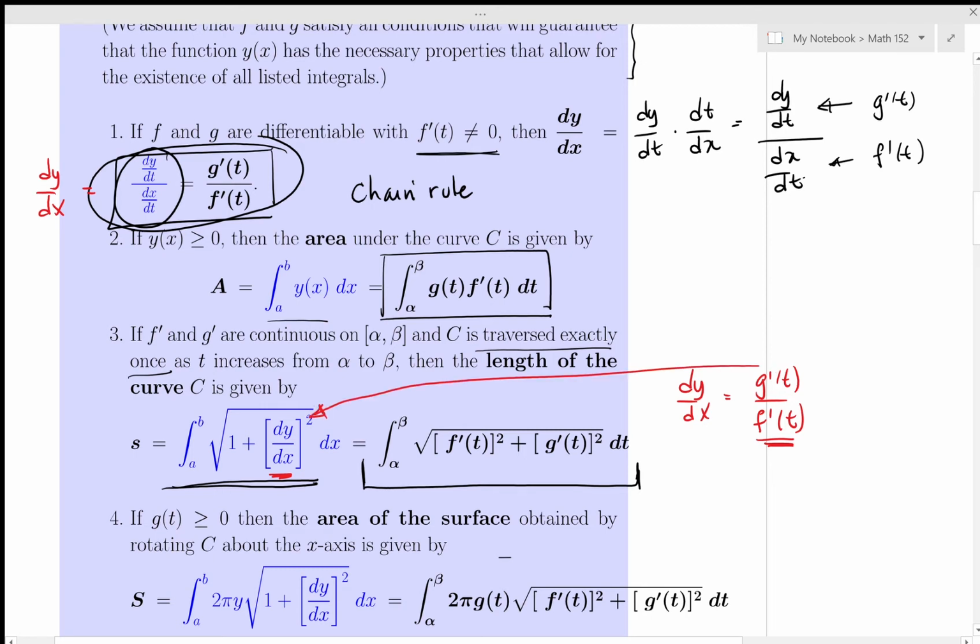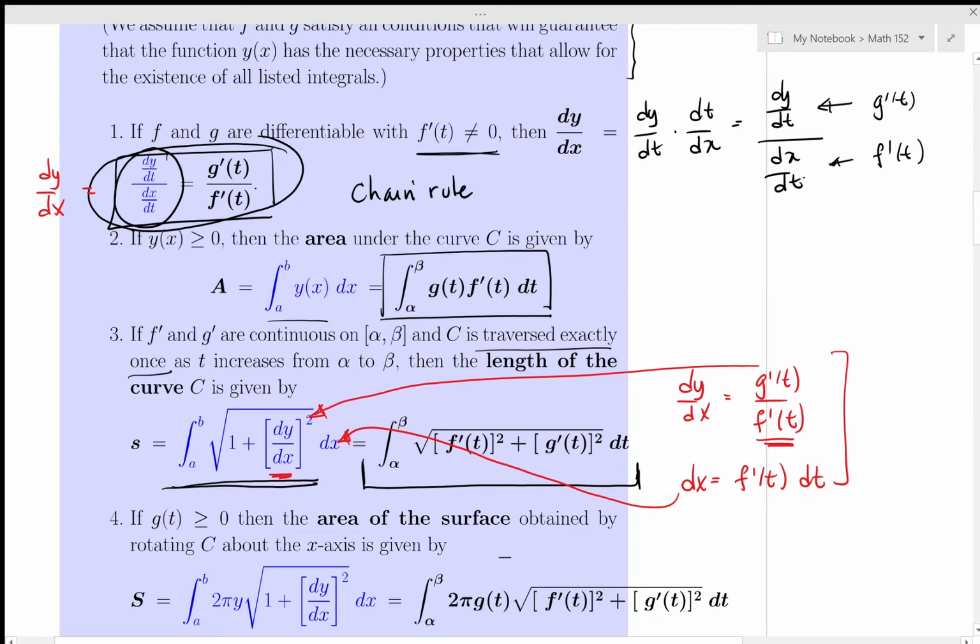I've already identified in the previous slide when we were doing the area what dx is. Dx is f prime at t dt. So I substitute that in here. And then I will come up with this formula here. So again, this is substitution.